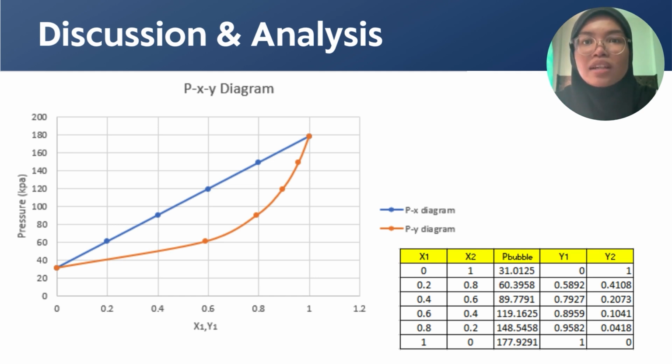From the graph, we can see that at 100 kPa for a certain mixture, say around 50% hexane, the vapor that forms contains a higher mole fraction of hexane, approximately 80%. This shows that hexane is more volatile and tends to move into the vapor more easily than octane. This is the basic principle behind distillation. The vapor is rich in the more volatile component, which is hexane in this case.